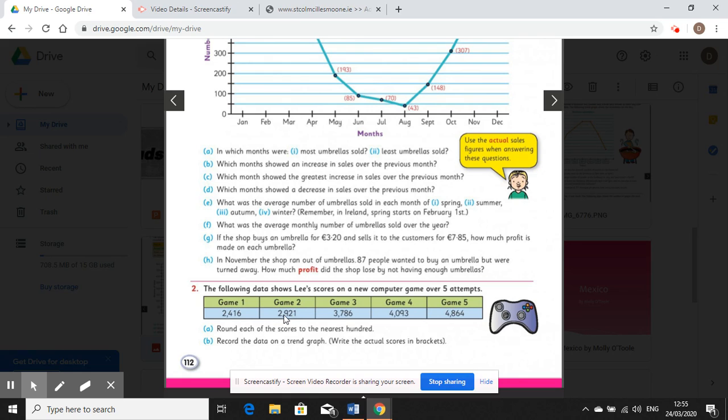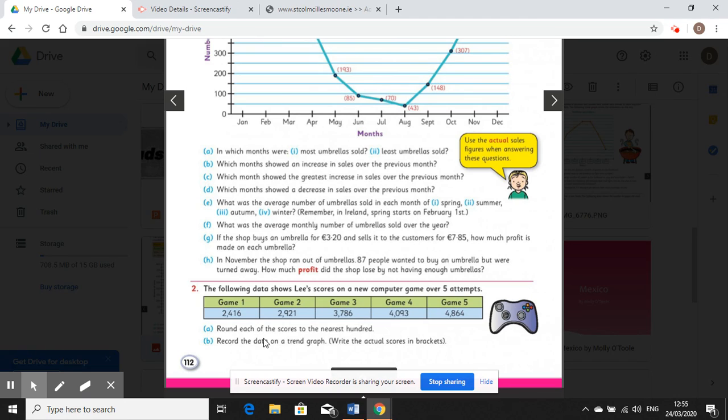Now look at this one. We have got 2,921. So is that closer to 2,900 or 3,000? What do you think? Next one, game 3, we have 3,786. Is it closer to 3,800 or 3,700? And 4, 4,093. Is it closer to 4,000 or 4,100? And 5, we have 4,864. So is that closer to 4,900 or 4,800? So you kind of have to work out that.